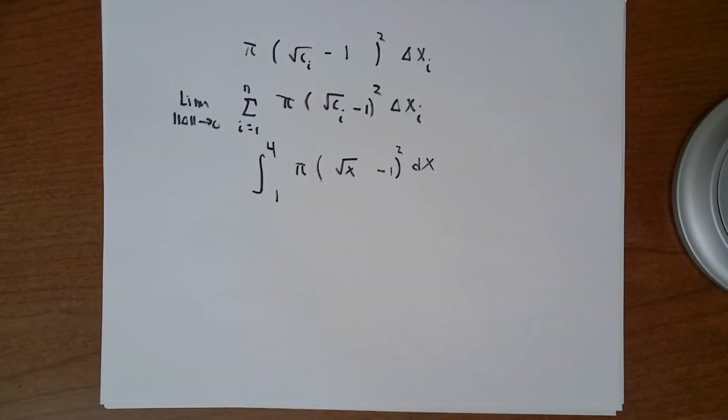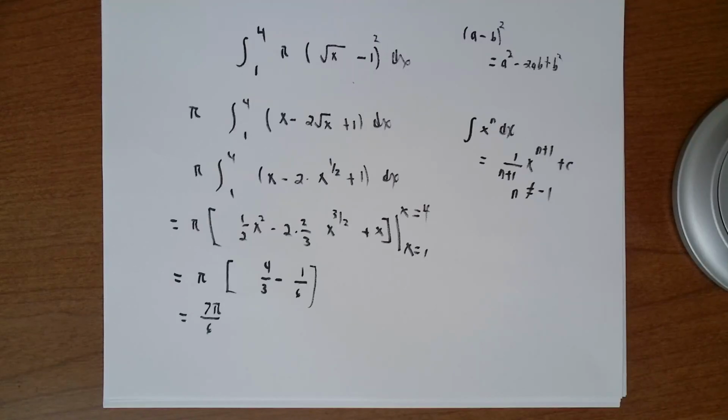Using well-known facts from Algebra and Calculus 1 and omitting the discussion of the arithmetic, the volume is 7 pi over 6 units of volume.